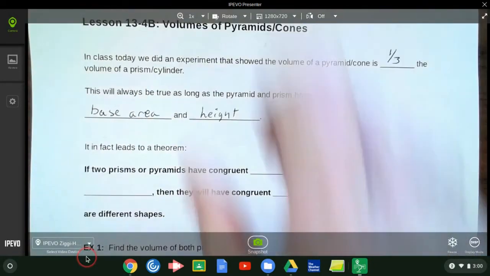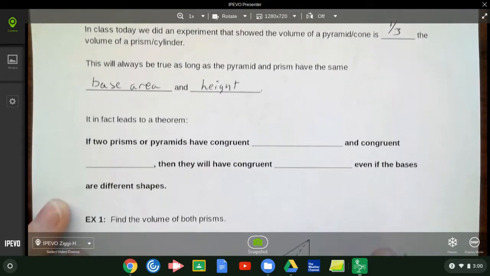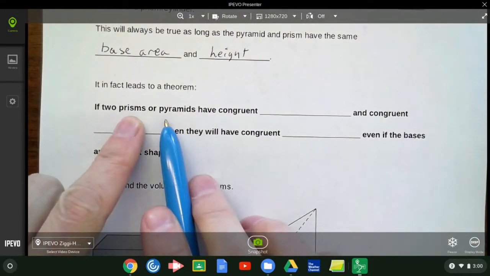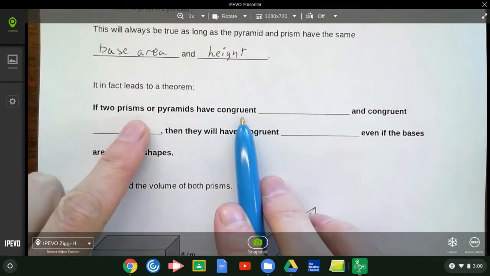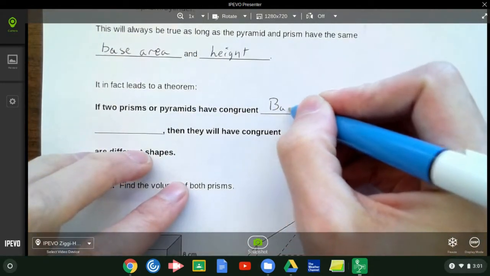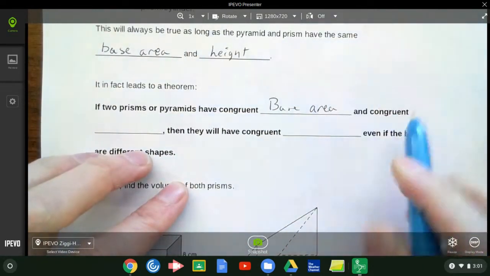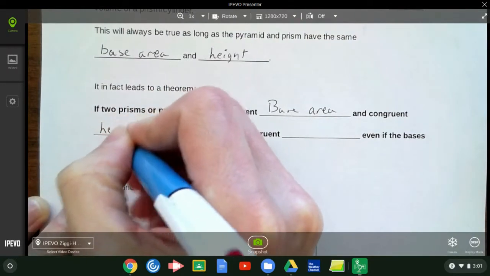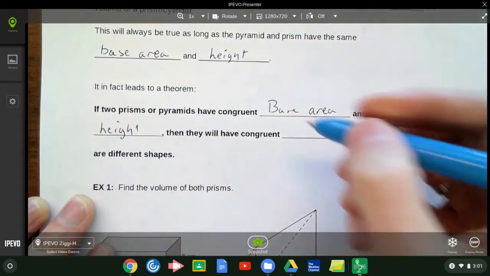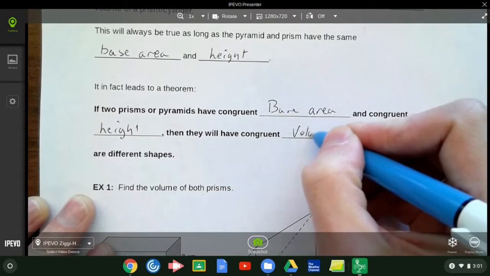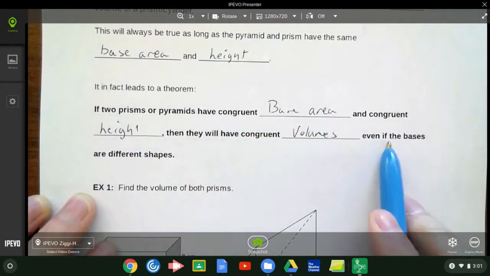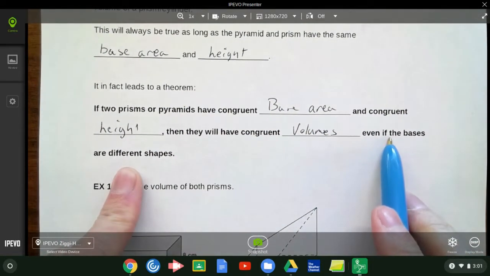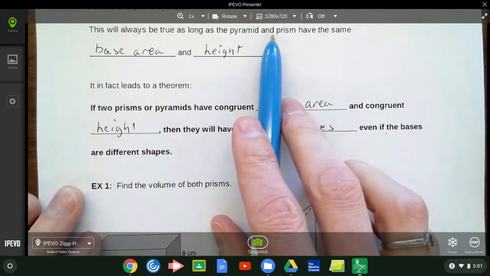But that leads us to even bigger things. Like if I have two prisms that have congruent base areas and congruent heights, then they will have congruent volumes, even if the bases are different shapes. So we're going to come back to the pyramid and prism thing real quick.